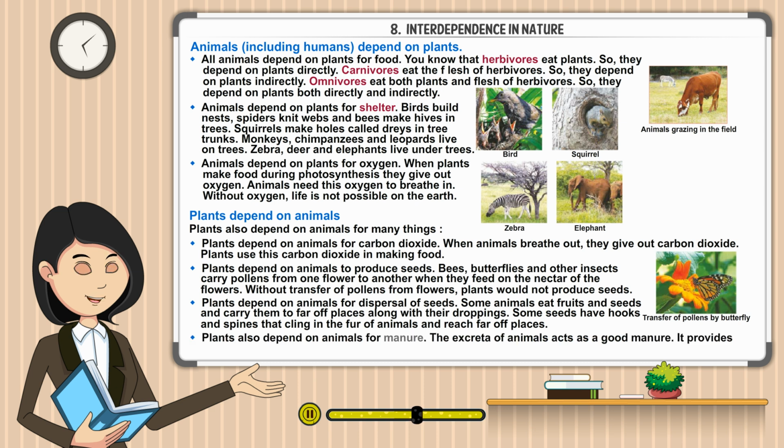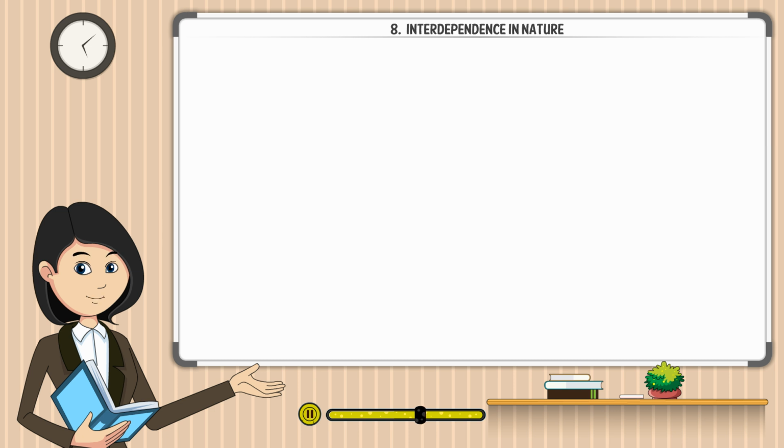Plants also depend on animals for manure. The excreta of animals acts as a good manure. It provides nutrients to plants when added to the soil. Thus, both plants and animals need each other as well as the abiotic components around them to survive.